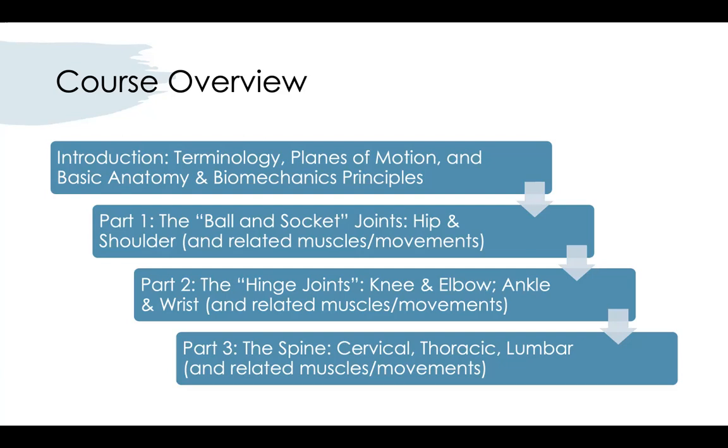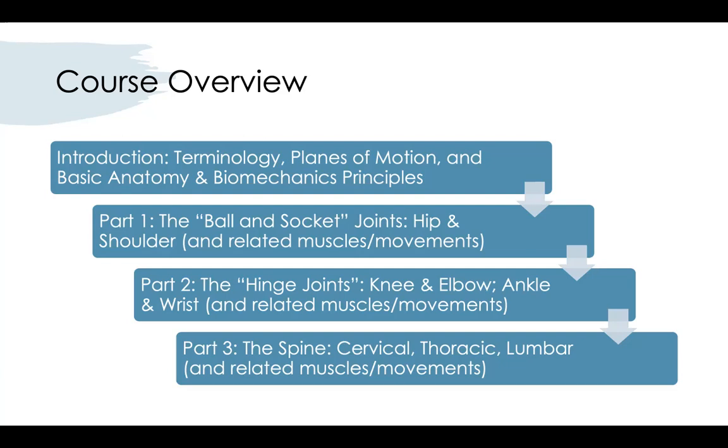So I'm going to talk through the introduction right now, and then in class, part 1 is going to focus on the ball and socket joints of the hip and shoulder. Part 2, we're going to focus on hinge joints. So knee and elbow, ankle and wrist, and associated muscles in those different areas as well.